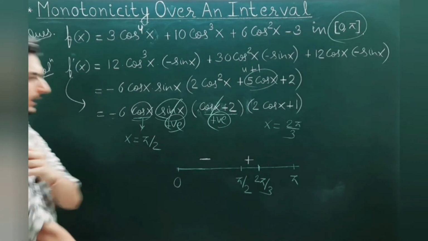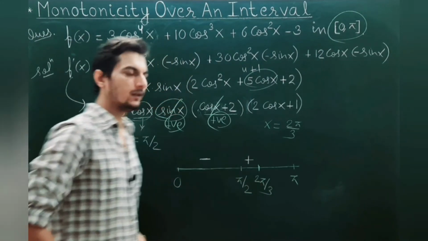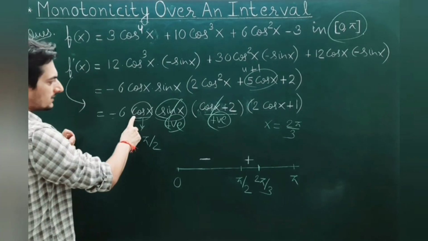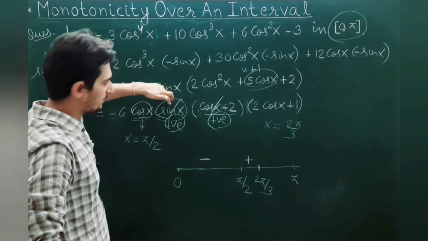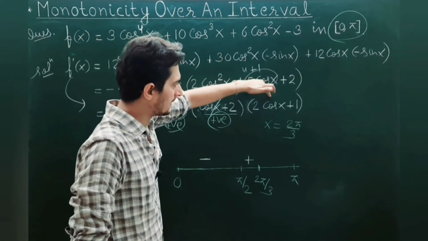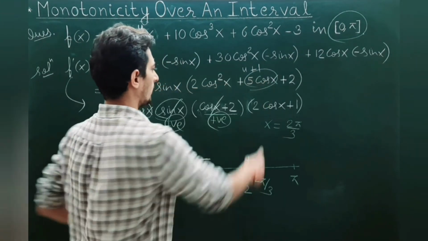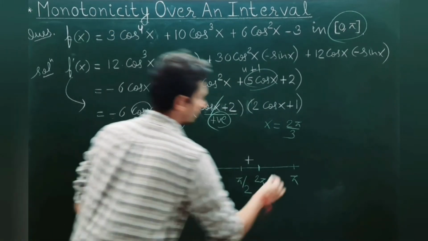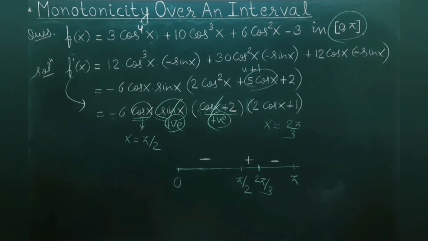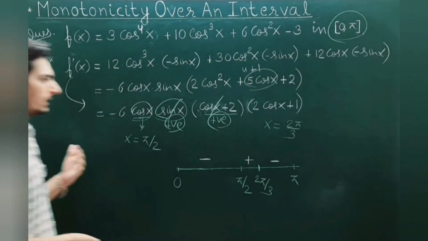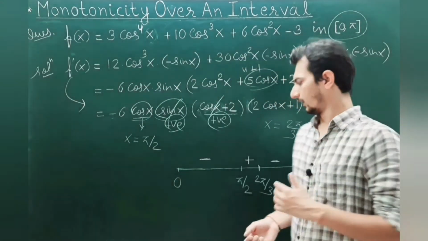Now in 2 pi by 3 to pi, let's see. Again, this cos is negative. This negative, negative is positive now. This is positive, this is always positive, and this will become now negative. So because of this negative sign, this will give you a negative sign. Clear? I hope you understood how I looked at the various parts.